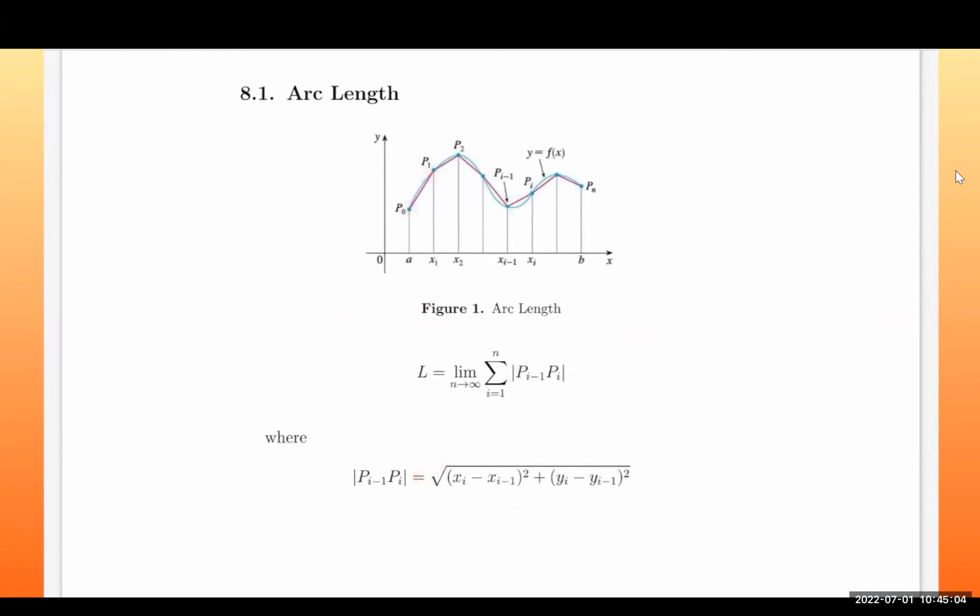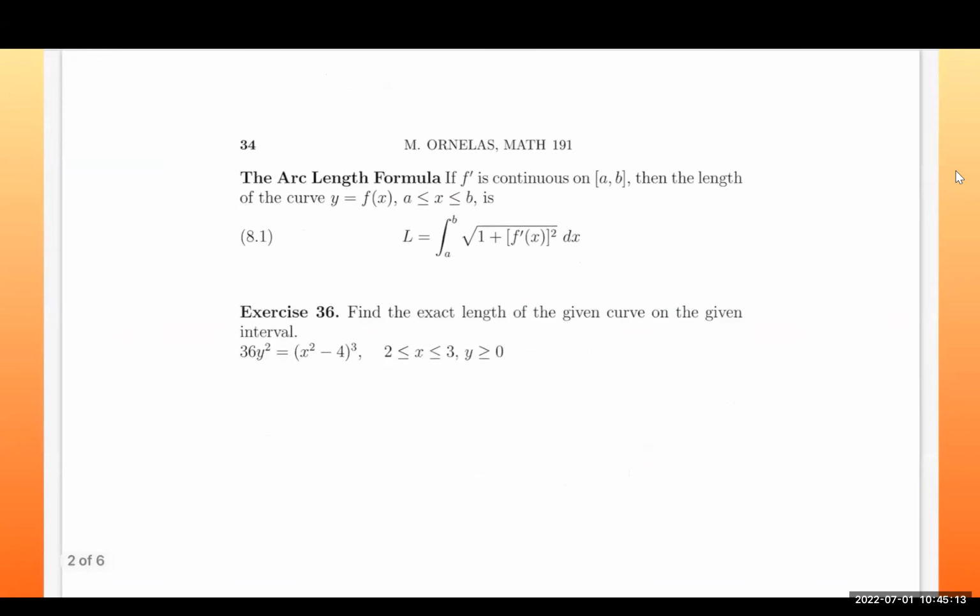We know that the distance formula between 2 points is given by this formula. And so we just need to take the limit as n approaches infinity of those segments. Here's the formula for arc length. What we need to do is find the function, take the derivative of it, square it, add 1, take the square root, and then we can integrate.